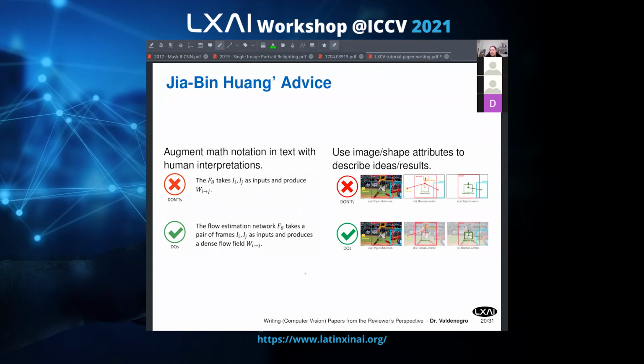Also, you can use the image and shape attributes to describe ideas. So for example, here, they have the object detection results, like some bounding boxes, and then they have some other attributes that they output, but these are plotted without the image. But if you put the image as a background for these results, and you use some alpha blending, or you just decrease the saturation of the image, then it's much easier to actually relate this. So this is also very important for computer vision papers, because they usually present a lot of visual results.